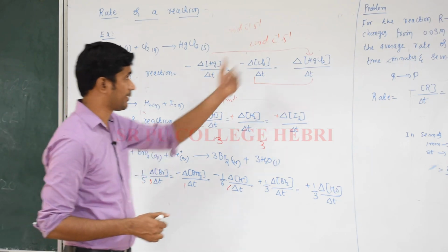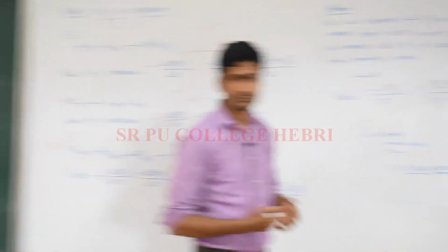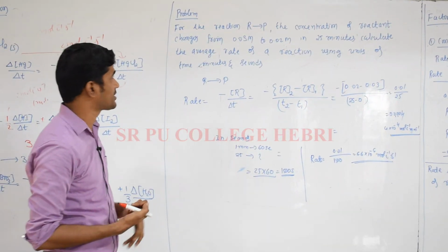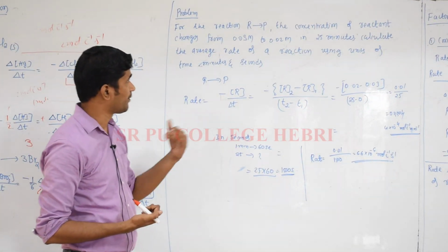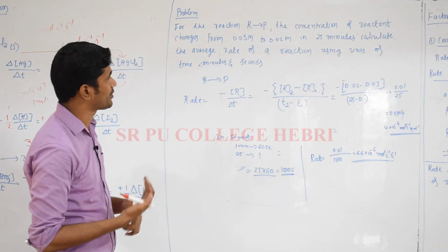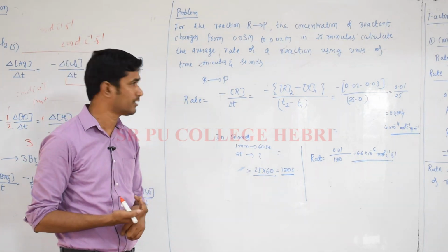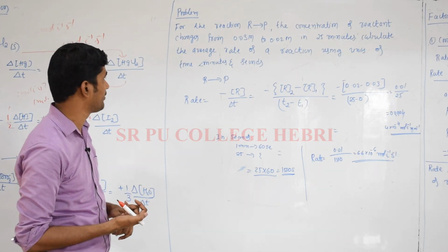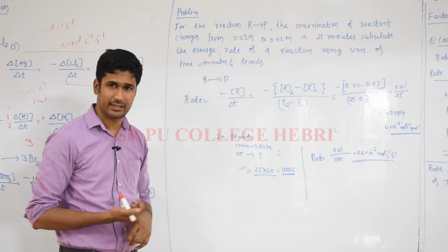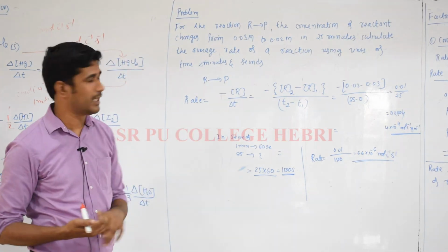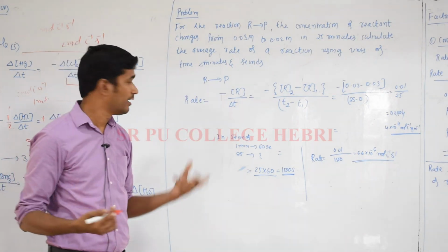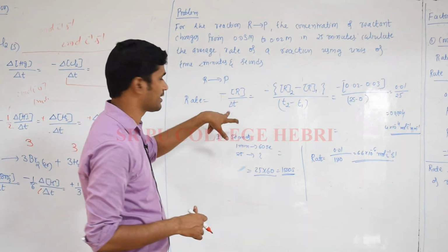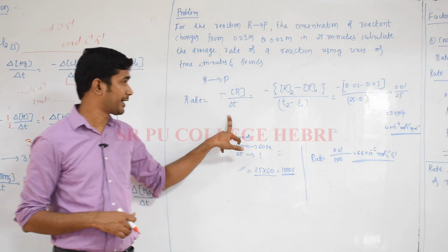Yes. Next, coming to some problems or numericals. The first one: for the reaction R to P, the concentration of reactant changes from 0.03 molar to 0.02 molar, that is mole per liter, in 25 minutes. Calculate the average rate of reaction using units of time in minutes and seconds. The reaction is very simple, R to P. How do you write the rate? Rate is equal to minus delta R by delta T, change in molar concentration of reactant with respect to time.